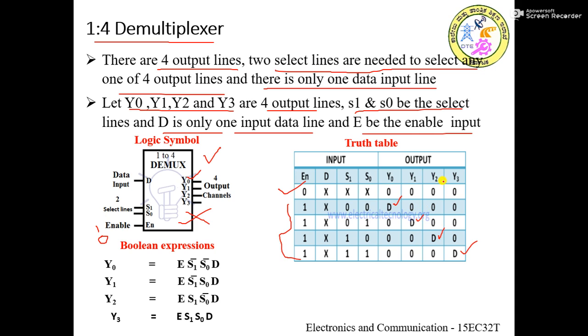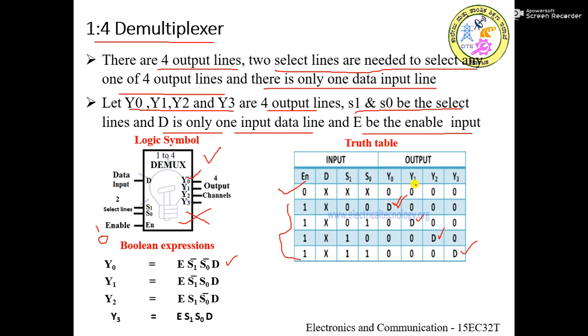And since there are 4 outputs here, we will have 4 Boolean expressions, one for each output. So how to write the Boolean expression for Y0? Just simply multiply. For whichever combination it is not 0, you have to look for such a combination. You know, for the first and the last 3 combinations it is 0. Only for the second combination it is D. So just multiply these literals: E, S1 bar, S0 bar, D. That is the Boolean expression for Y0.